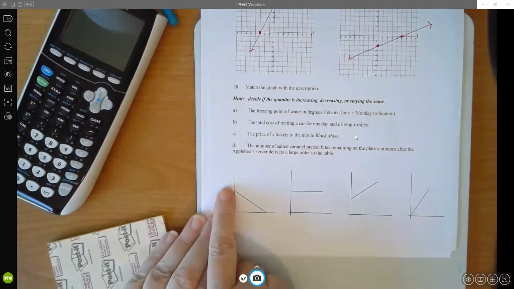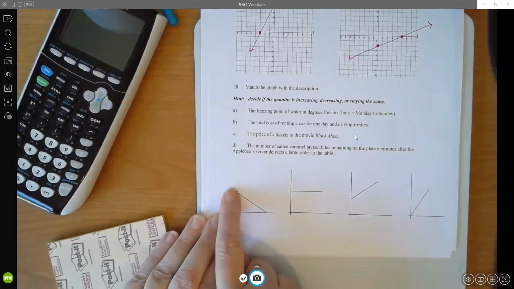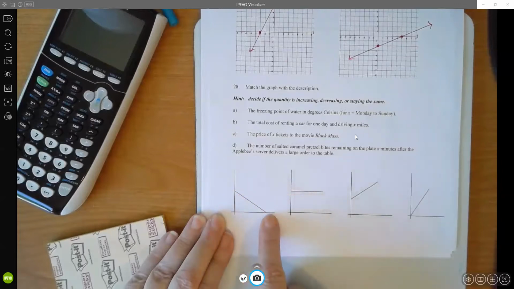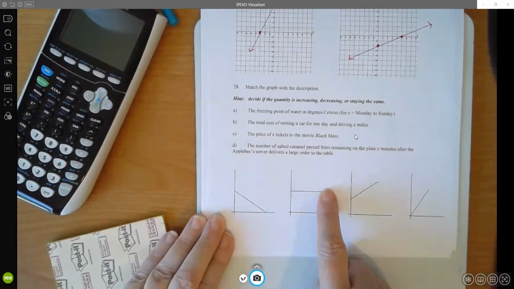But as we read these graphs from left to right, as our x increases, our y decreases. See how that's going downhill? So this is, the quantity is decreasing. As we look at this graph and we follow it, is the quantity decreasing, increasing, or staying the same?